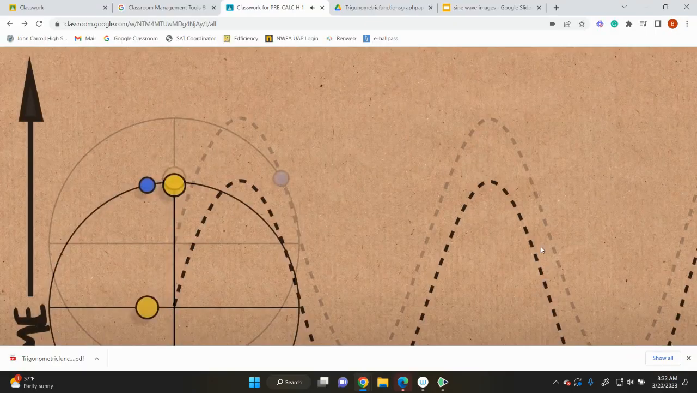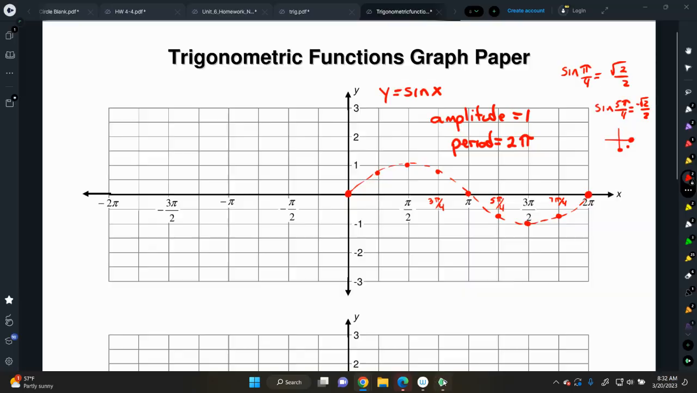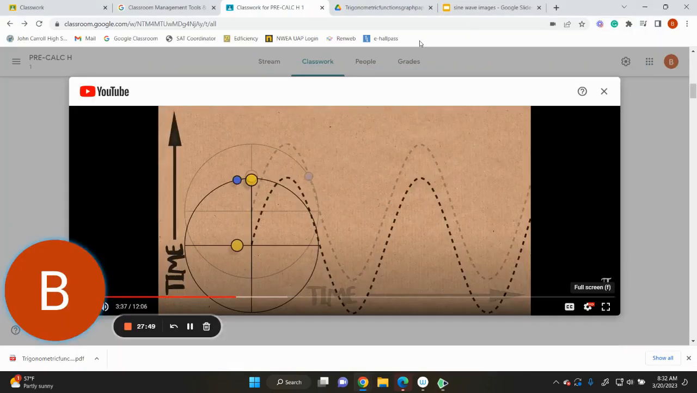Okay. All right. So I thought that was kind of a cool demonstration. It's so important that you recognize that sine is the y coordinate. Okay. Let's look at how to actually graph this on your calculator.